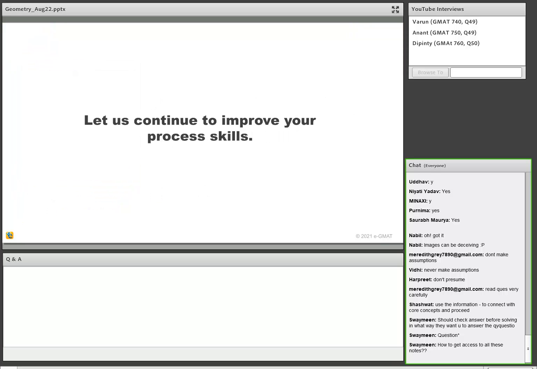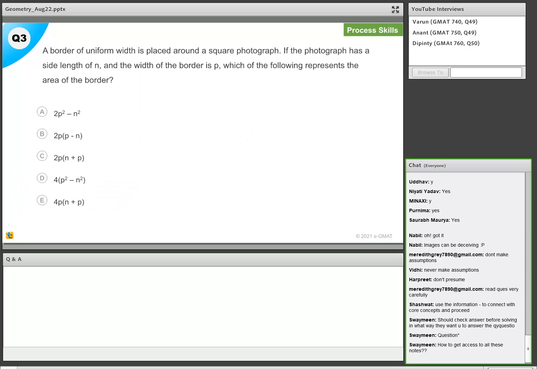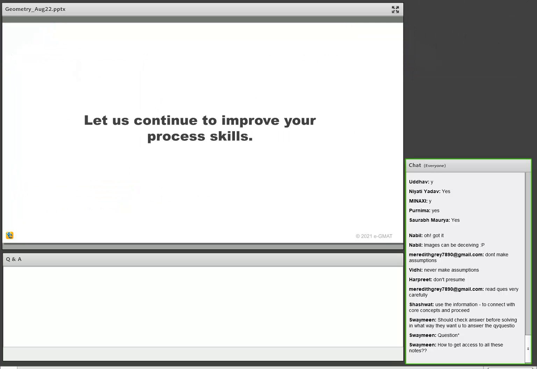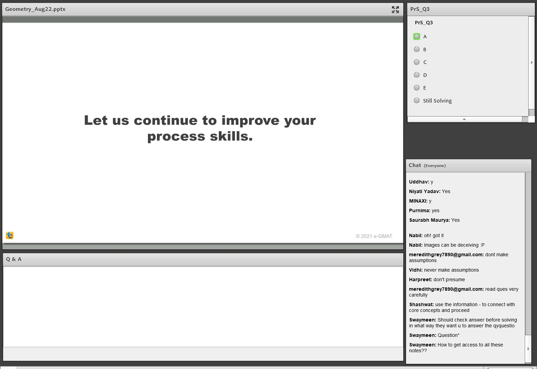So with that, let's move on to the next question, and just give me one moment. Let me bring in the poll for the third process skill question. Once we have the poll, let me clear all the answers. Stop broadcasting results. Okay, I have the poll for all of you. Please mark us still solving. Let's solve this question and then the next one.